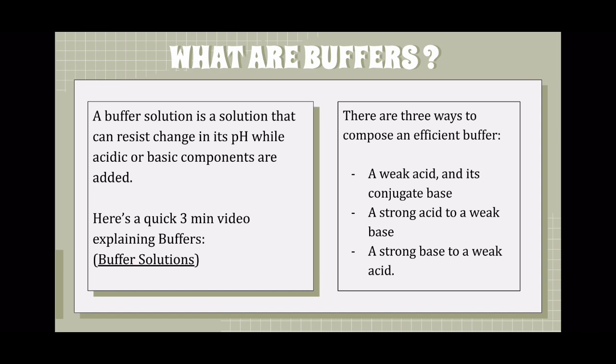while acidic or basic components are added. And three ways to compose an efficient buffer are a weak acid and its conjugate base, a strong acid to a weak base, and a strong base to a weak acid. There is a quick 3-minute video explaining buffers attached to the slide, and it should also be on your info sheet if you want to type it out and watch a quick video. That's up to you.